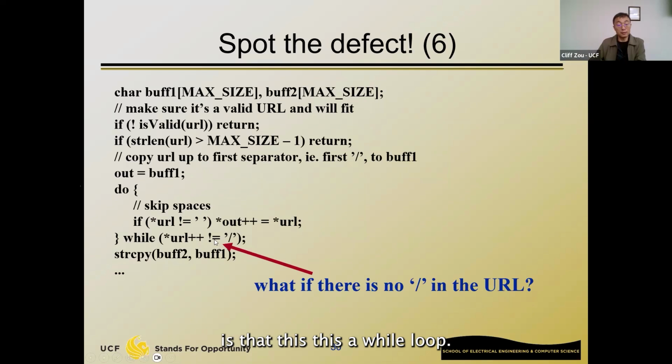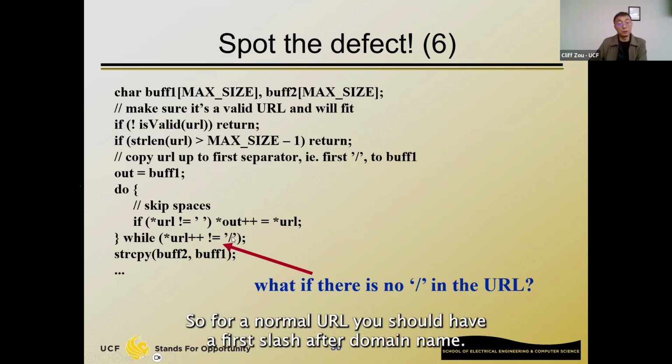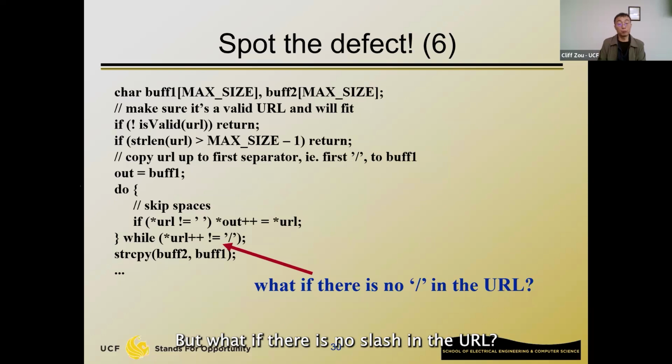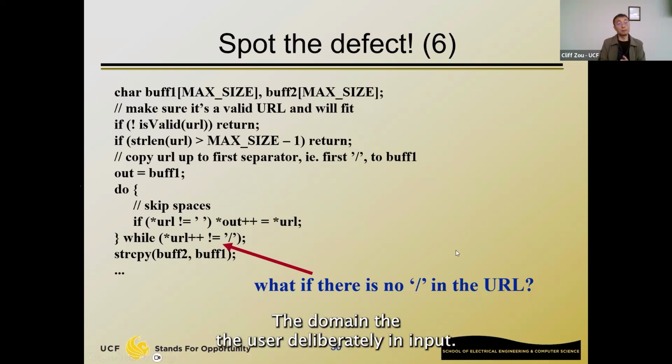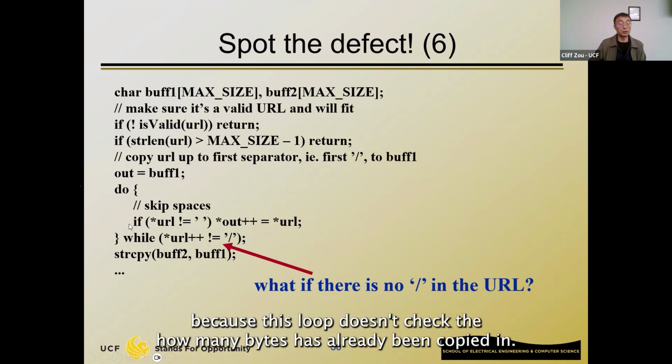Another problem is this while loop, which will finish the copying when you meet the first slash. For a normal URL, you should have a first slash after the domain name. But what if there is no slash in the URL? The user deliberately inputs a domain name that is very, very long without a slash. This loop will copy forever, because it doesn't check how many bytes have already been copied in.